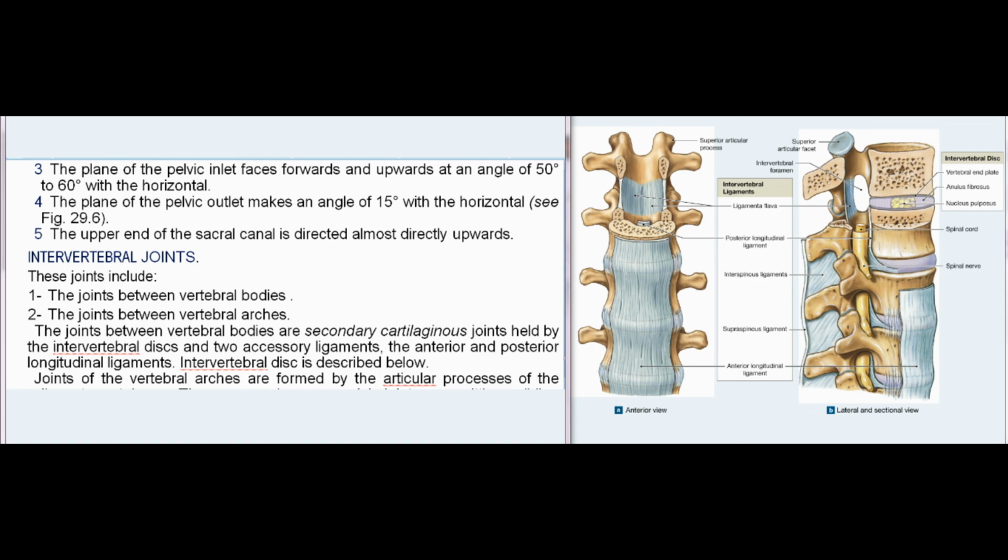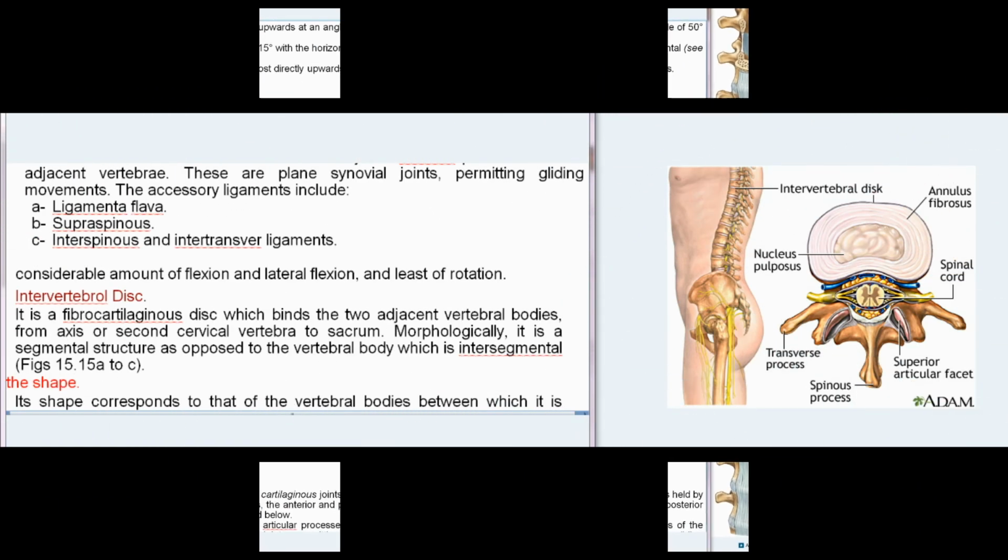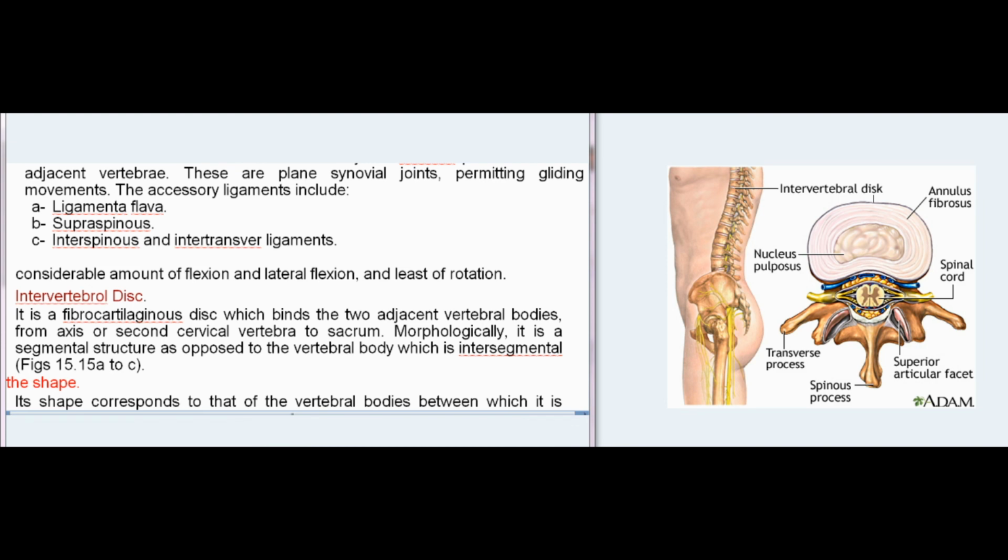Joints of the vertebral arches are formed by the articular processes of the adjacent vertebrae. These are plain synovial joints, permitting gliding movements. The accessory ligaments include: A. Ligamenta flava. B. Supraspinous. C. Interspinous and intertransverse ligaments. Considerable amount of flexion and lateral flexion, and least of rotation.